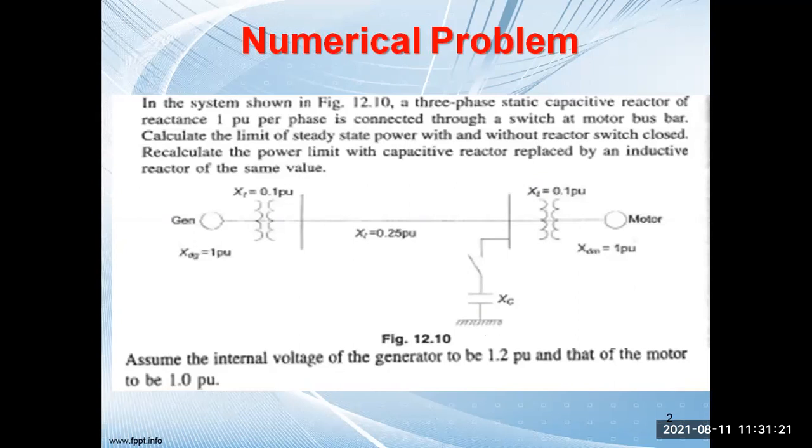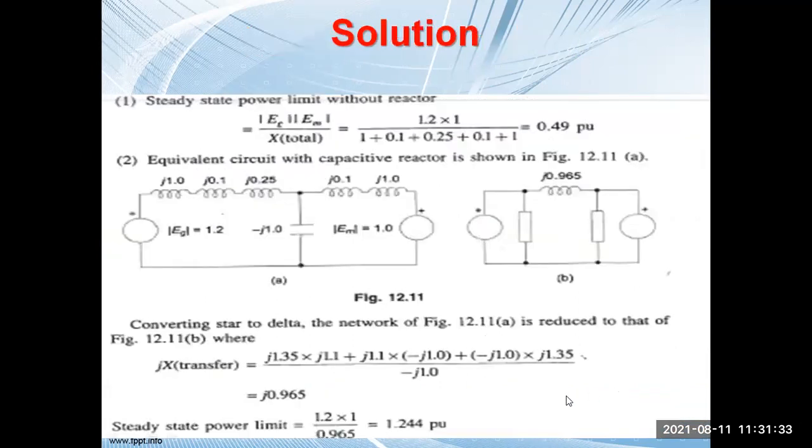What is the net reactance? 2.45. Yeah, it's correct. It's 2.45. So that means this is 1.2 into 1 by the total reactance, 2.45. If you calculate, then that is the steady state power limit without reactor. Now the first part is clear. Okay.